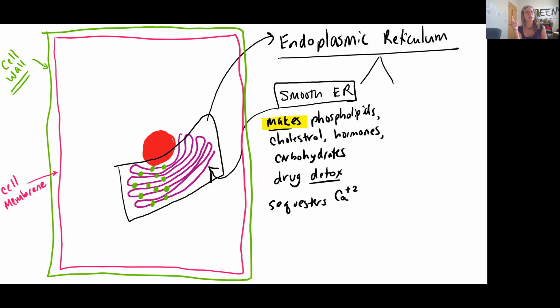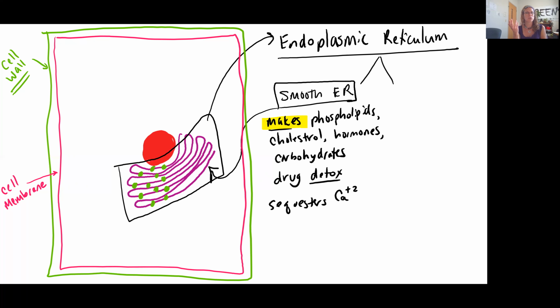We're going to see cholesterol, which is also part of our cell membrane. We're going to see lipid hormones being produced here. We're going to see carbohydrates being produced here. So think of your smooth ER as making lipids and carbohydrate molecules. Also, the smooth ER is involved in drug detoxification.